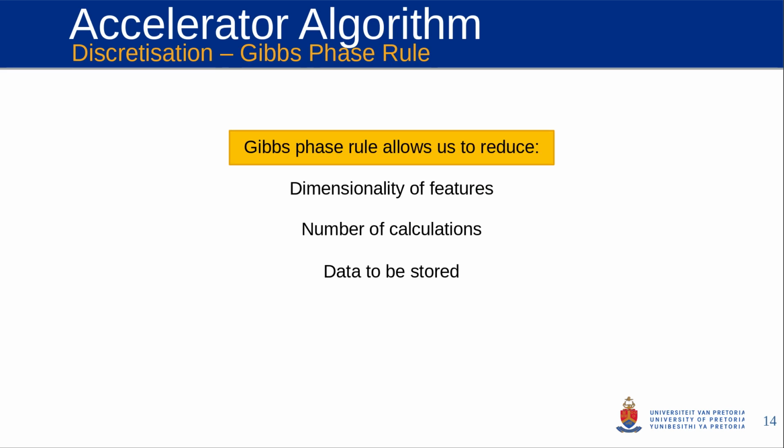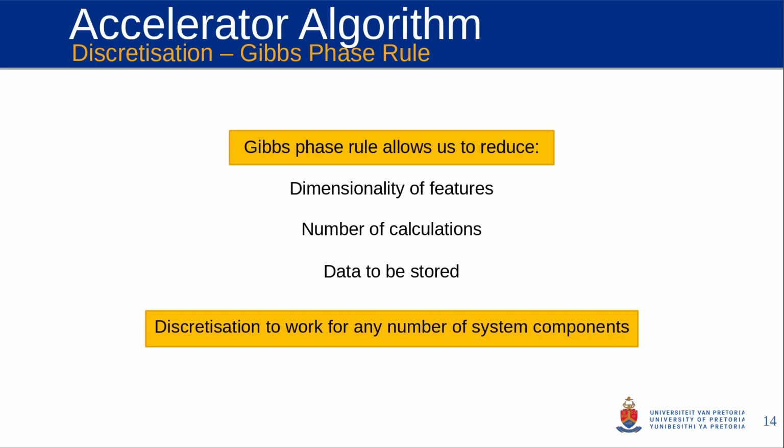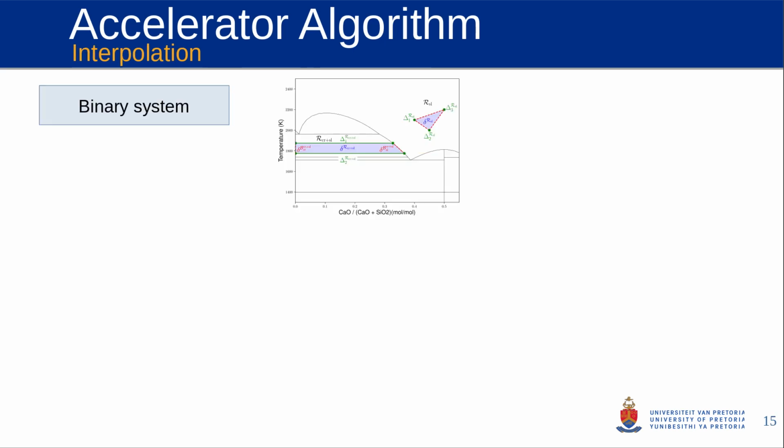So instead of discretizing the entire phase region, we only have to discretize the phase region boundaries, which means that the number of calculations is very small, which means that the data that has been generated and has to be stored is also small. The generality of the Gibbs phase rule also allows this discretization method to work for any number of system components. So now that we have our interpolation cells, we can look at how we perform interpolation in them.